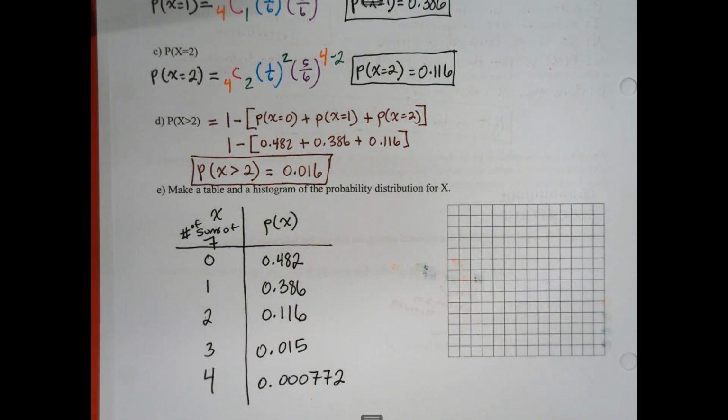This is the reason why we round to 3 significant figures, because there can be times where you're going to get very small probabilities.